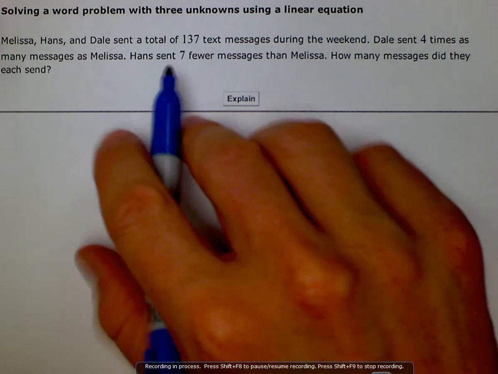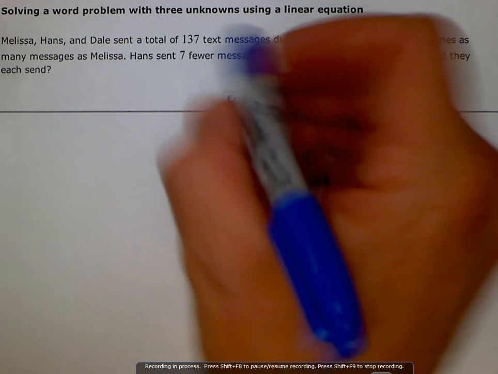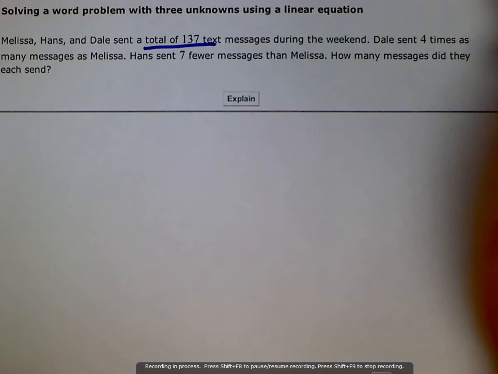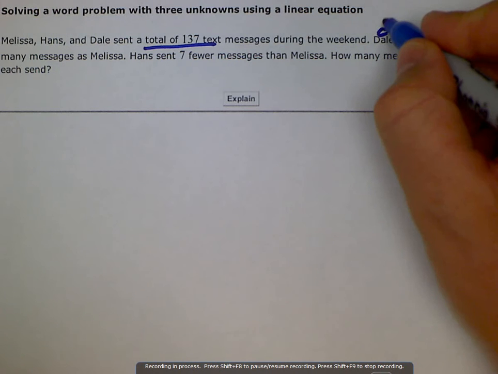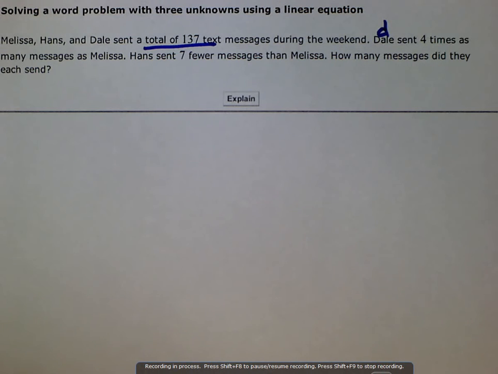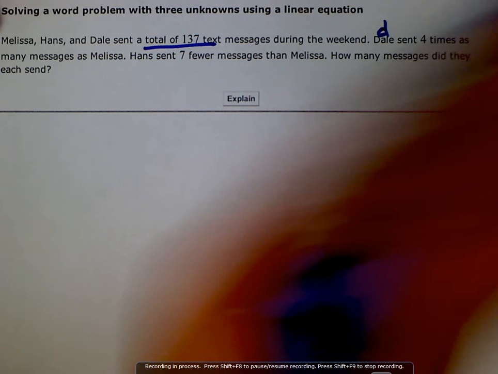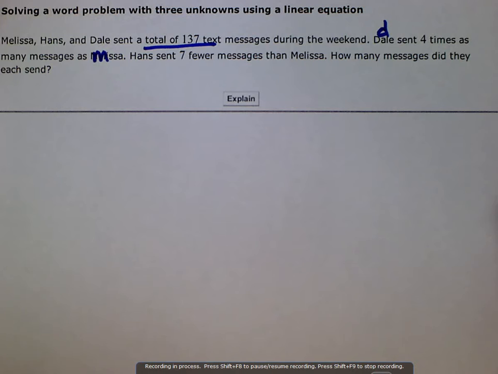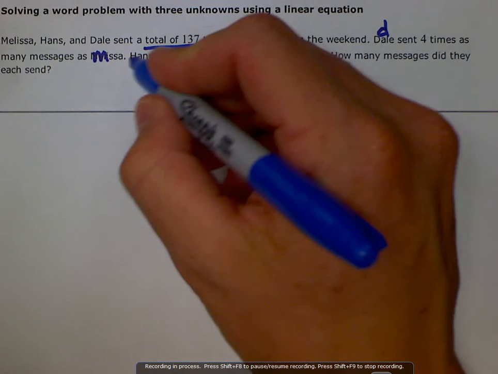The total text messages is 137. And we can label this as D for Dale, the number that he sent, and M for Melissa, the number of text messages that she sent, and then H for Hans.